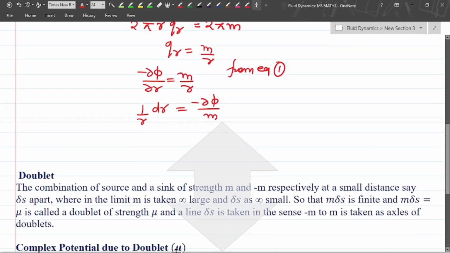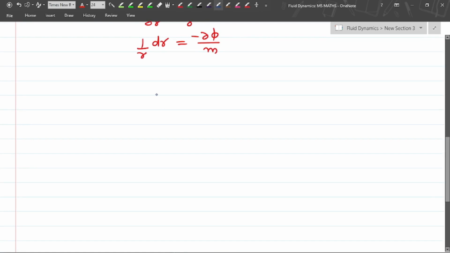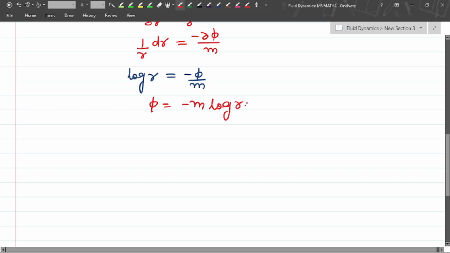Okay, so what is going to be here? The next step is basically the integration, that is nothing but the integration: log r equals minus φ by m. Okay, then I can write my φ as minus m into log of r. So yeah, we can write here c because we are integrating here.